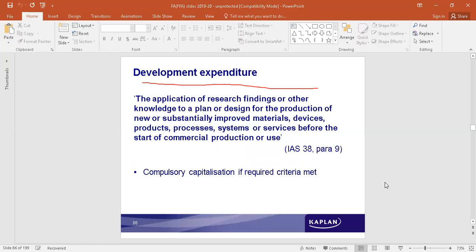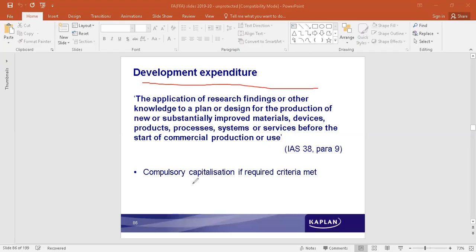Whereas in the case of development expenditure, it is the application of research findings or other knowledge to a plan or design for the production of new or substantially improved materials, devices, etc., before the start of commercial production or use. So it enhances the production ability of the business. Some criteria are considered, and the time period for which the benefit can be realized is decided, and the development expenditure will be spread over that period.